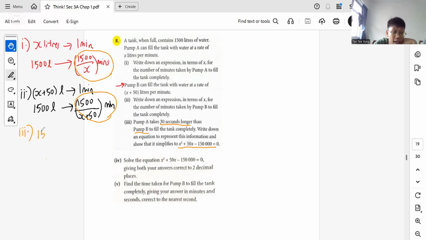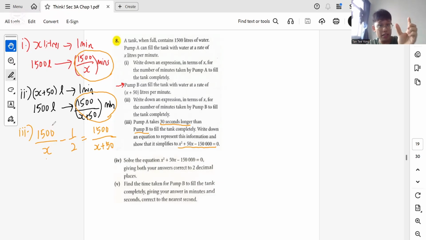So I can say 1500 over x, because this is a bigger value, I must minus half. Then it will become the smaller value. Because pump A takes longer, the value there is larger. So a larger value minus half then gives you a smaller value. Make sense, right? Now we just got to simplify this to give us this. Basically just shift things around. So let me shift things around.